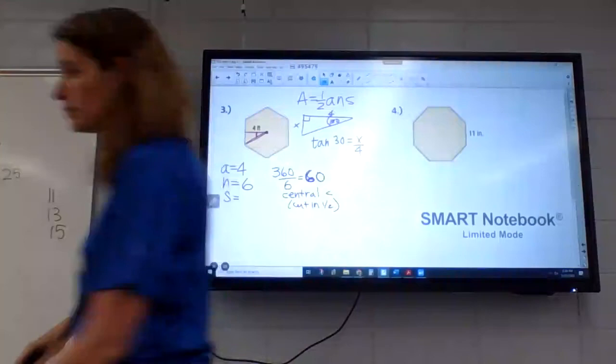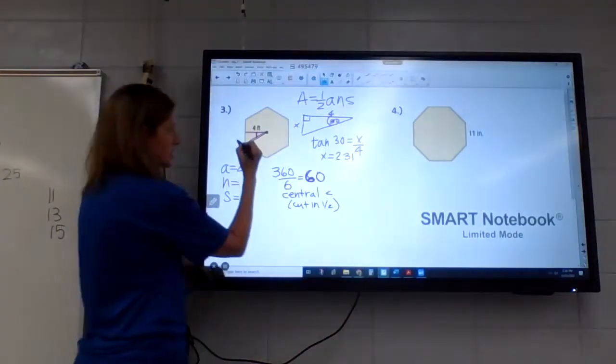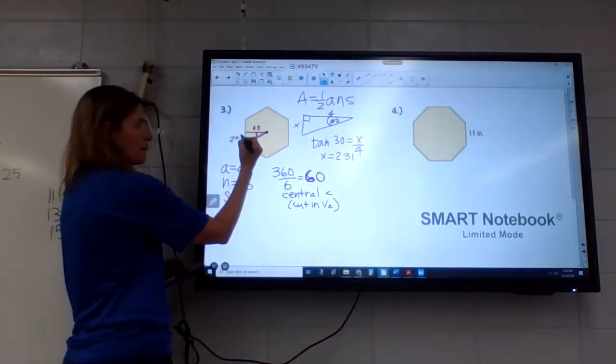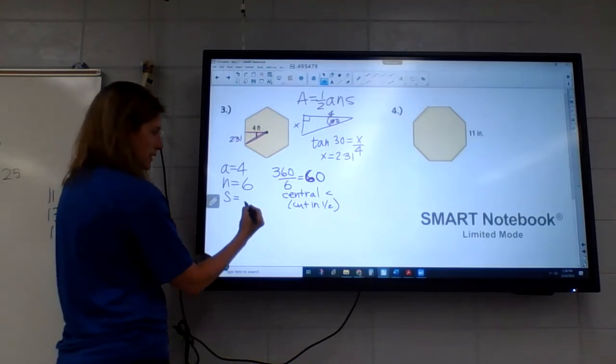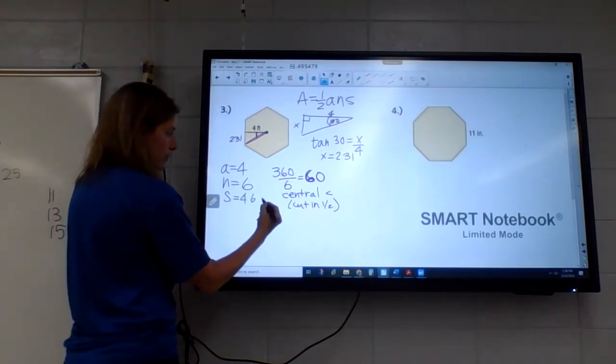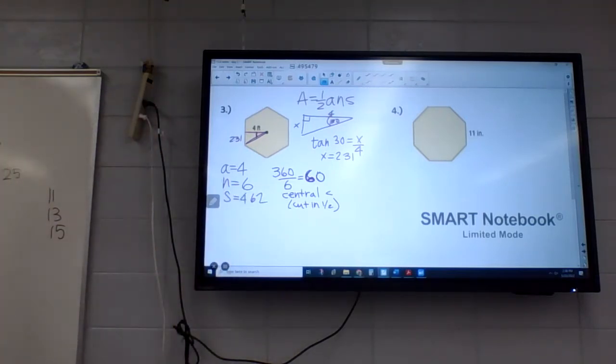And then we're going to figure out what that x is. So I'm going to do 4 times the tangent of 30. And I get like 2.3 for my x. 2.31. Now that's just this. So in order to find out the side length, I have to double it. So I got like 4.62 for my side length. Is that okay?